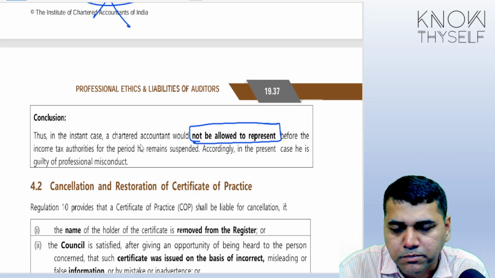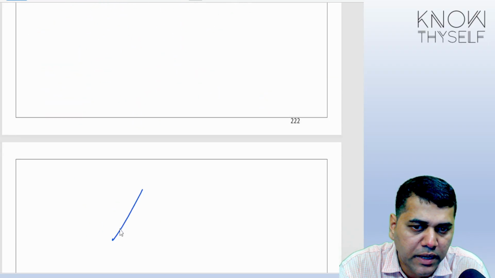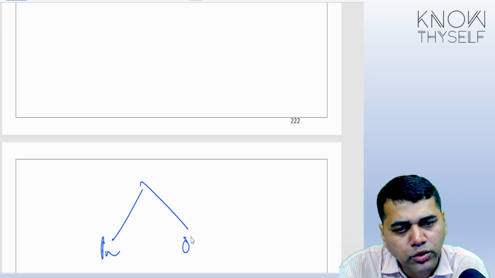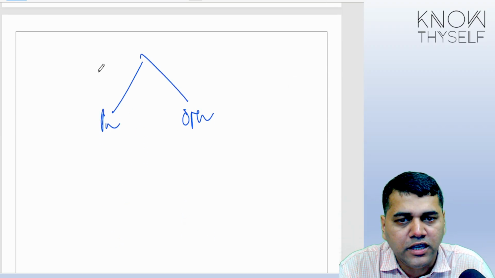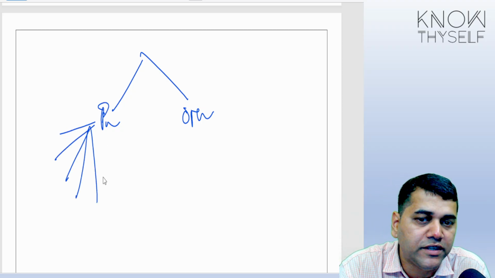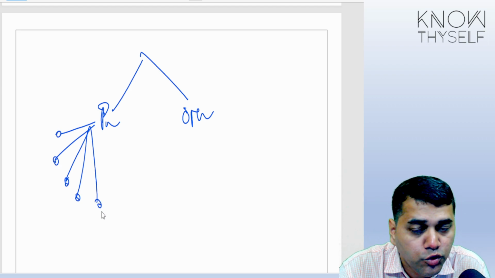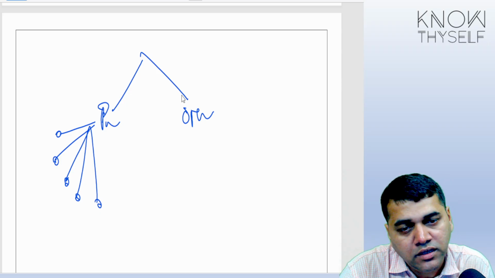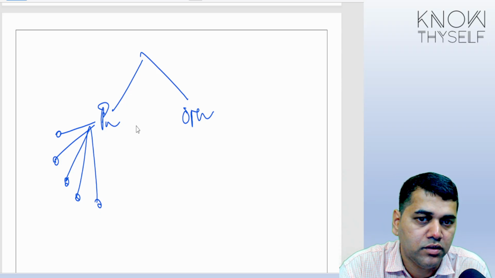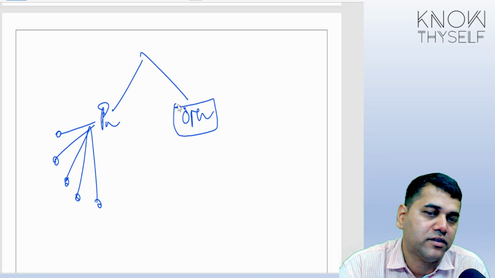The point is very simple, students. See, there are two types of work. One, you can practice, or you can do any other things. When we talk about practice, they have already told what all the activities you need to do in practice. Now, if you want to do any of these tasks, then you have to apply for COP. You cannot do any of these tasks in your other capacity.